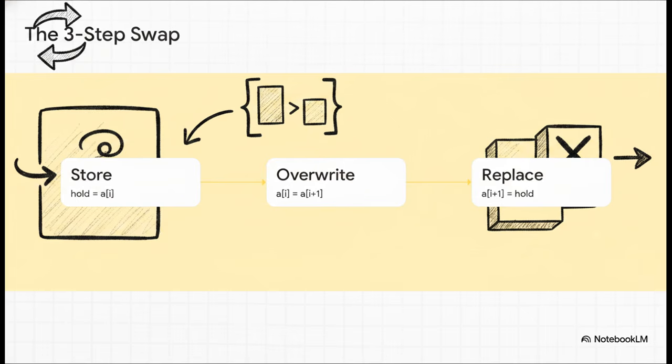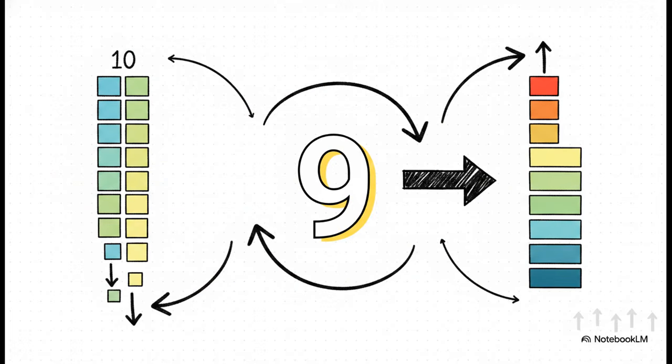We absolutely must use this extra hold variable. If we just said a of i equals a of i plus 1, the original value would be overwritten and just lost forever. Now let's think about how many passes this whole bubbling process actually takes. If we have a 10-element array, we only need 9 passes to sort it. Why? Well, on the very first pass, the absolute largest value is guaranteed to sink all the way down to the bottom element.